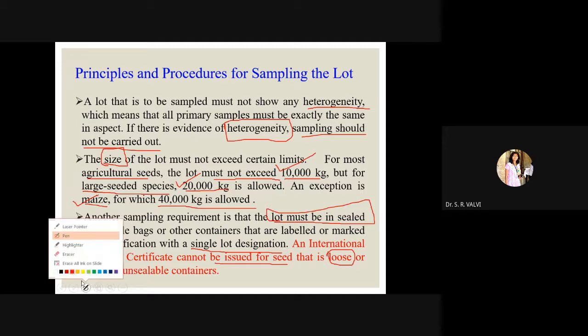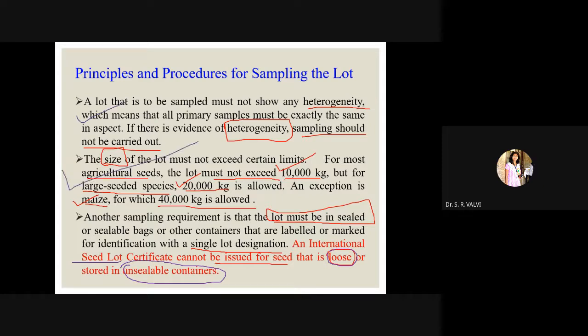If the seed pack is found in loose condition, or if it is stored in an unsealable container, then the seed lot certificate cannot be issued, right? So these are the main points you have to remember. The first is homogeneity, the second is size, and the third one is sealing condition. Next, instruments and equipment for sampling.